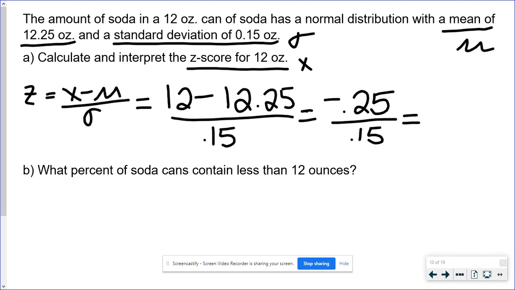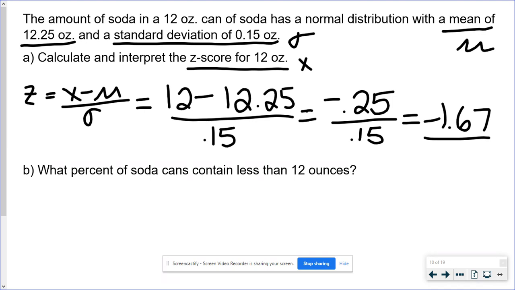Now, anytime you are calculating a z-score, no matter what the number is, you must round it to 2 places. So in this case, our z-score rounds to negative 1.67. You must round correctly in order to get the next part of this right. It's always rounded to 2 places, and you need to make sure that you round correctly.